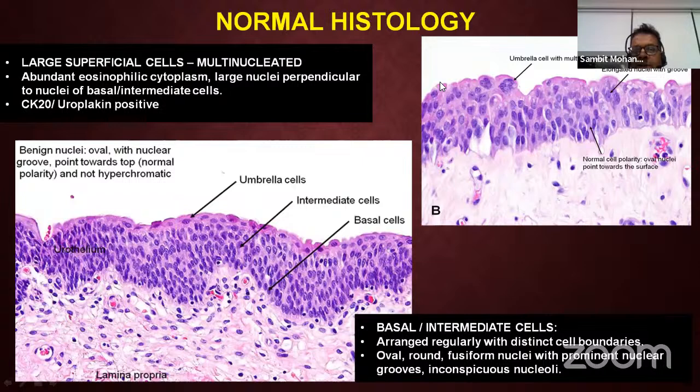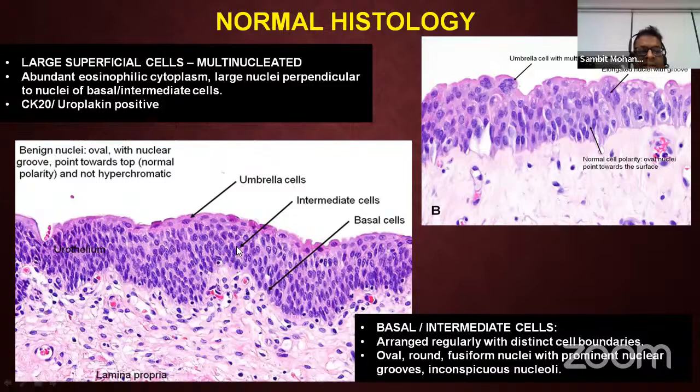But if you see, the basement membrane is making a very thick rim of eosinophilic substance. Then these are your normally polarized cells, which are oval to round to elongated, making the basal and the intermediate cells. You can see these lovely groups and small nucleoli, but every cell looks very alike, and there is polarized arrangement, arranged perpendicular to the basement membrane, and they have distinct cell boundaries.